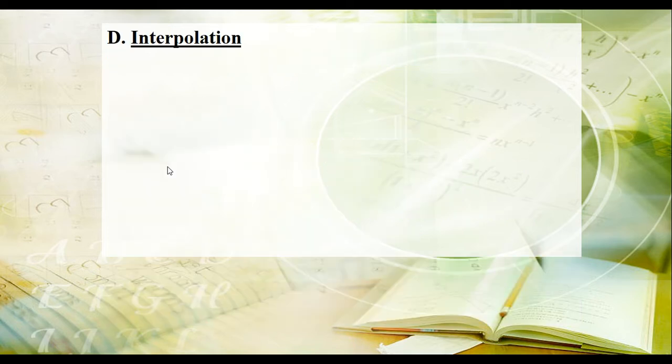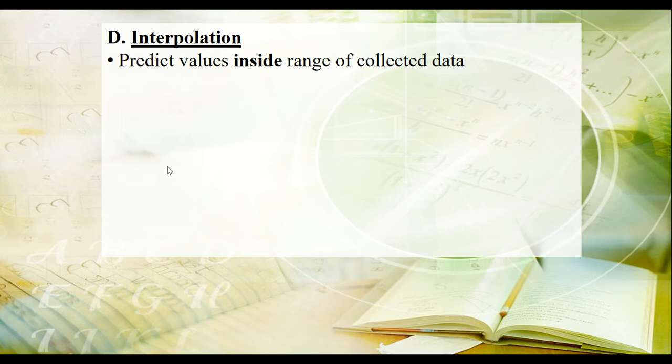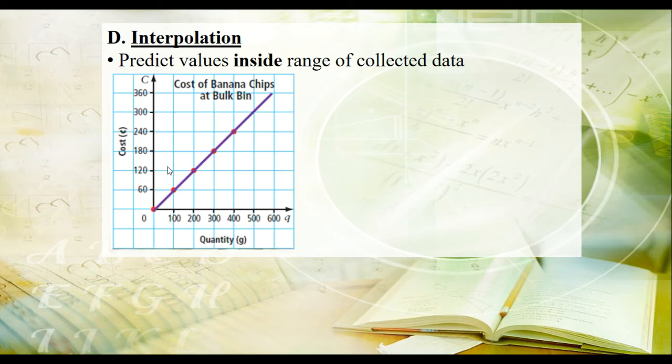Now, we can also interpolate the data as well. Interpolation involves predicting a value that's inside the range of the collected data. So let's go back to this graph, the one that dealt with the banana chips, the amount that you are going to scoop out and what the cost would be.